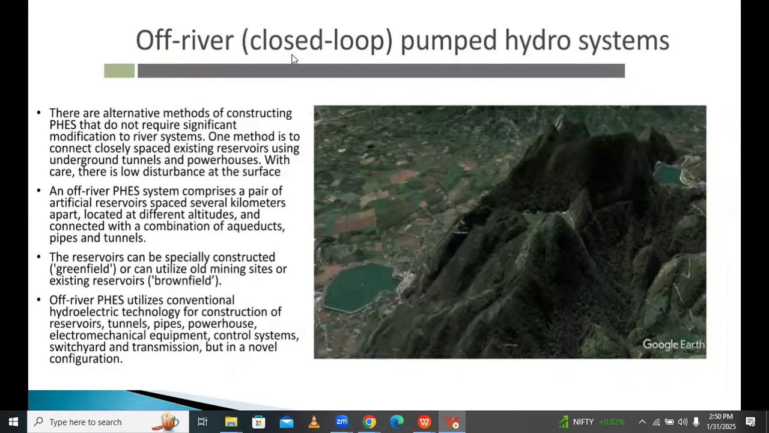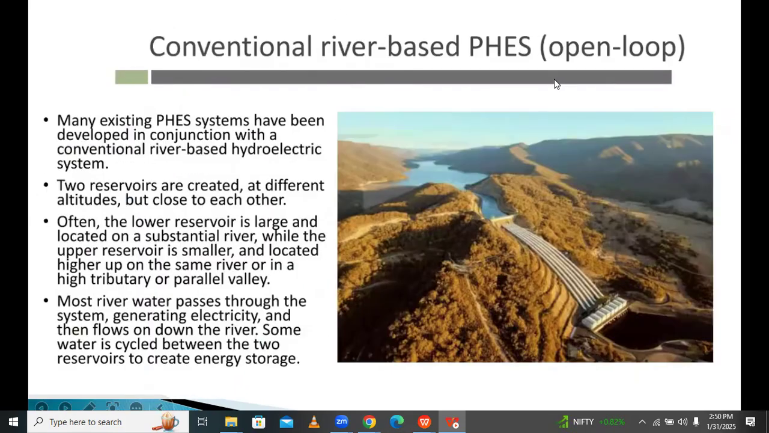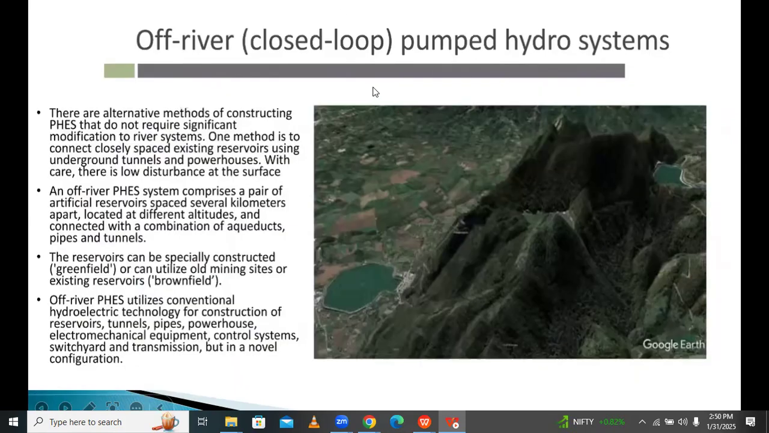Then off-river is called the closed loop pumped hydro storage system. PHES can be classified into two types: open loop, which is the conventional river-based PHES, and closed loop, which is off-river pumped hydro storage. So this is some important information regarding pumped hydro storage systems.